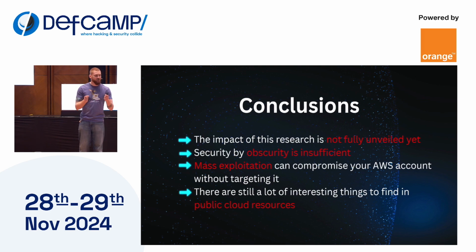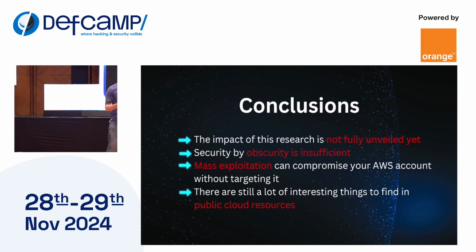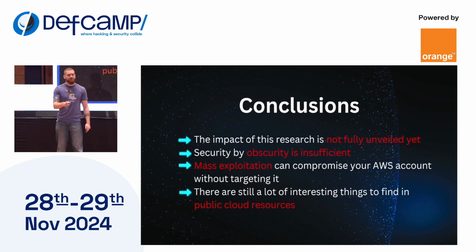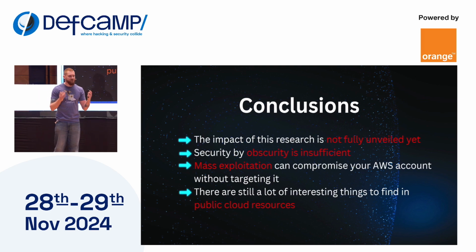There's still a lot more stuff to find. The impact of this research is not yet fully unveiled. Also, security by obscurity is definitely insufficient. So imagine the developers who said, yes, look, I've got this private Git repository, but how is anything private if it is in a public resource? Also, mass exploitation, very, very simple. Eduard and I, two random guys from Romania, were able to do this. Think about what threat actors could do. And also, AMIs are only the tip of the iceberg.